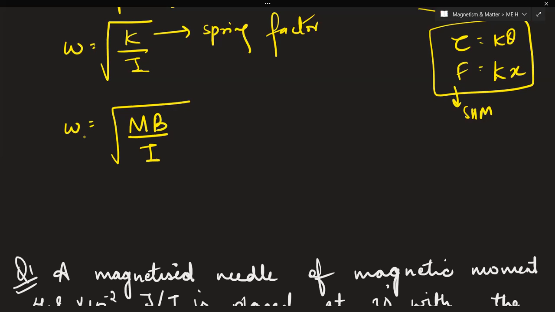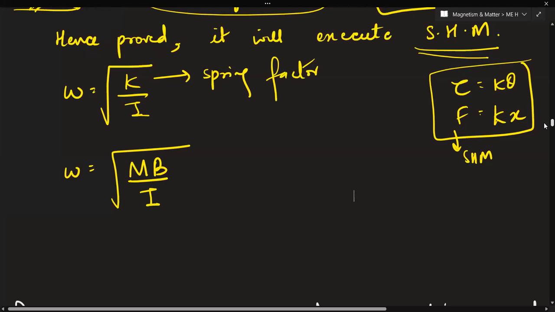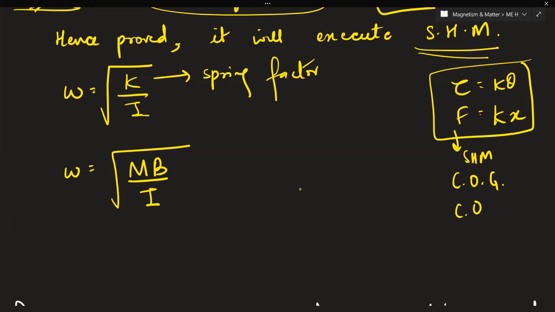Now, under root MB by I, we write this is for rotation. If it was for linear motion, fine. You have studied all these terms in your rotation lesson. Yes, rotational dynamics. You had a lesson in 11th. There you must have studied these center of mass, center of gravity, COG, COM, radius of gyration.